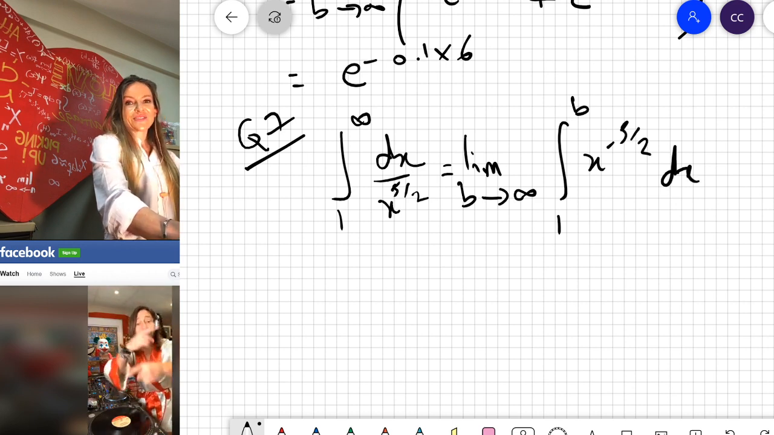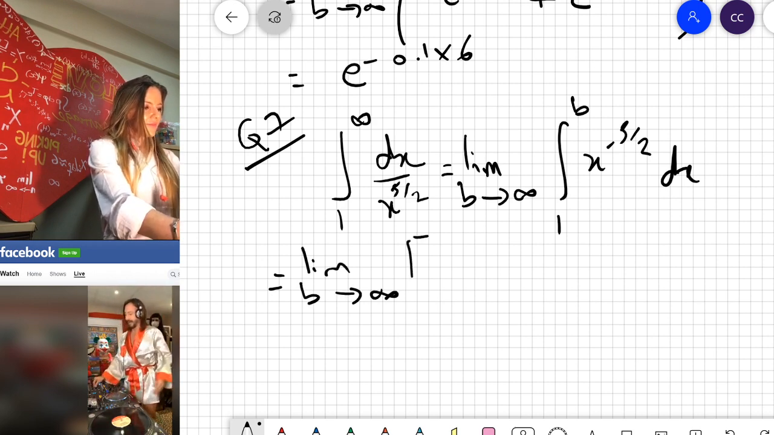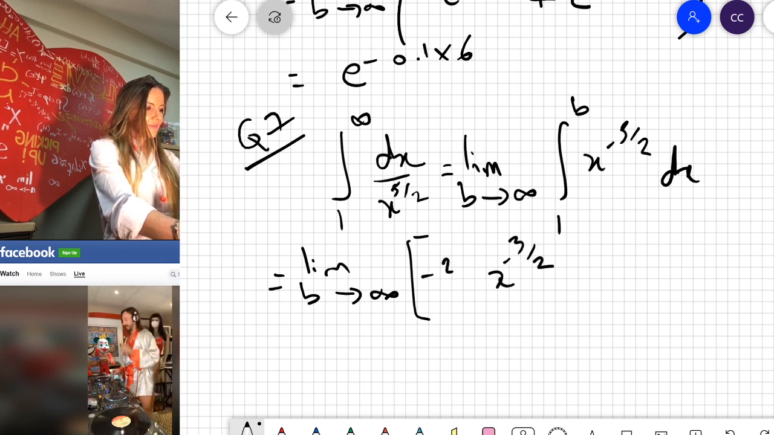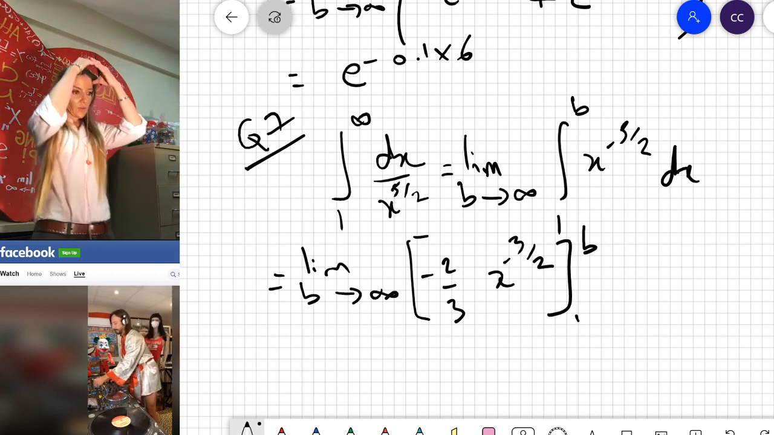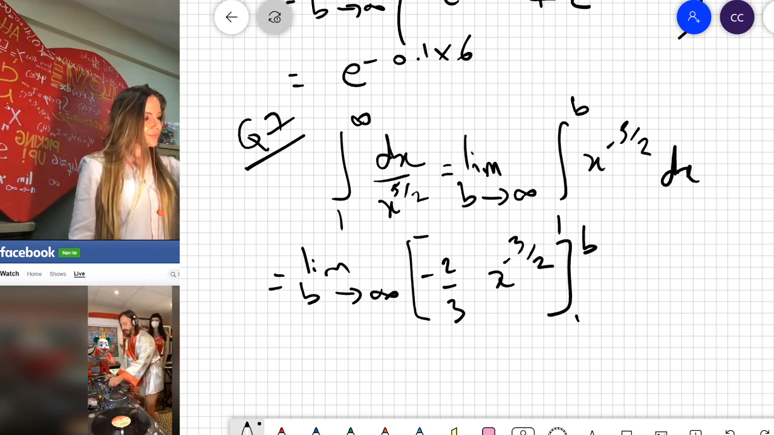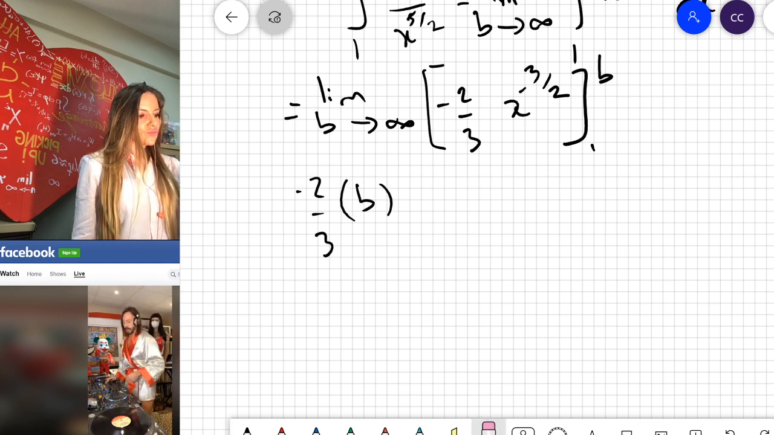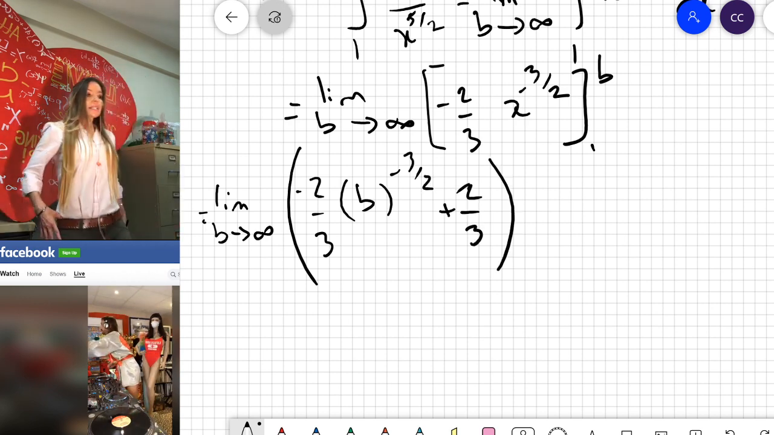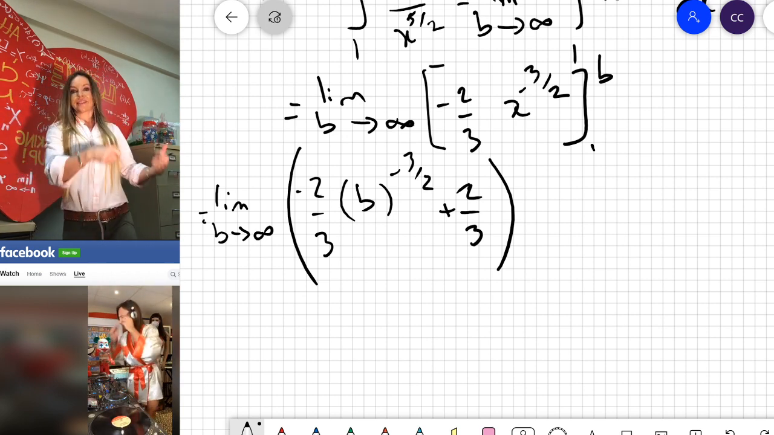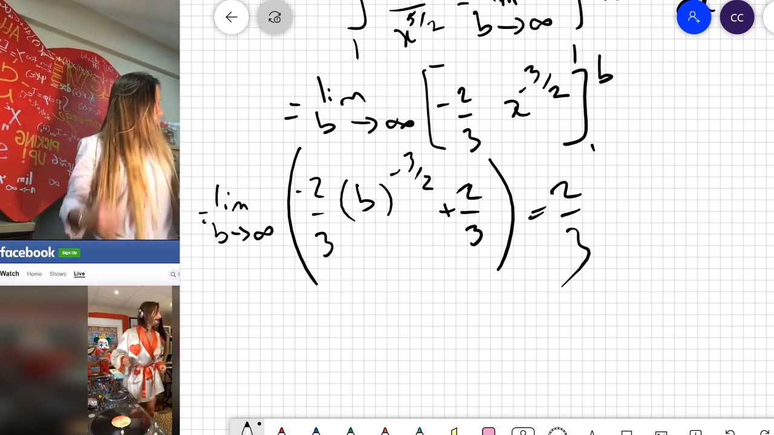Always much better to write as a fraction. Check what I've done. Minus one, yes, correct. As B goes to infinity, that's going to be a fraction. Last one.